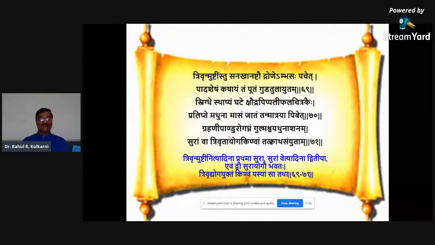The earlier one is the first type of sandhana kalpa, and the second type, the sura which has to be prepared, is trivruta yoga kinvanam, kinva and trivrut kashaya tat kwatha sanyuktam. So the kwatha and kinva has to be mixed and subjected for sandhana for 1 month, and once it is formed properly, again it has to be removed and consumed in proper quantity. So that will help for samyak virechana.